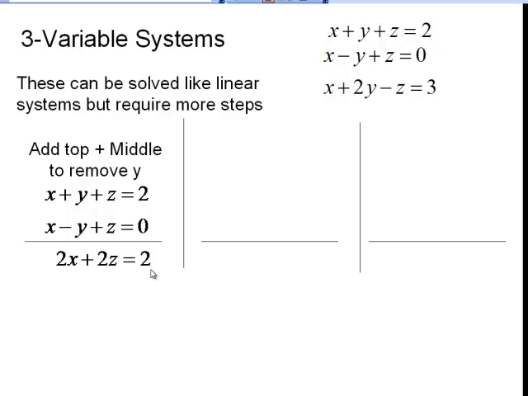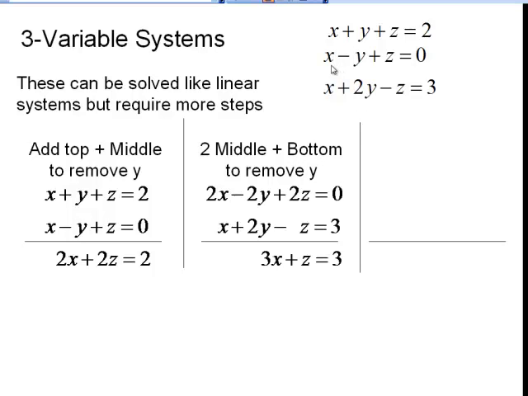I'm going to do the same thing, except I'm going to combine the middle one and the bottom one. Or in this case, 2 middles, because I need the y's to disappear. So I get 2 of the middle ones, 2x, 2y, 2z equals 0. The bottom one, x, 2y, and z equals 3. When you combine those, you get 3x plus z equals 3.